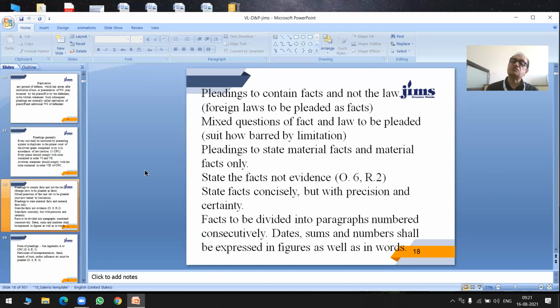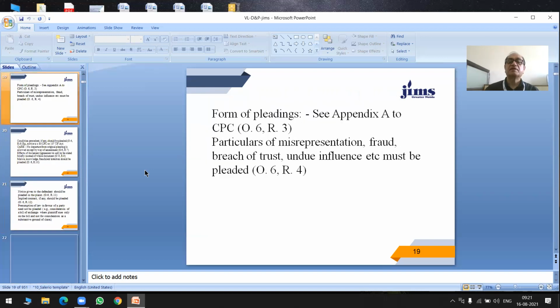Flat number 906, designer's part. So 906 has to be mentioned in figures as well as in words. Then dear students, you will see that forms of pleadings are given in Appendix A to CPC.